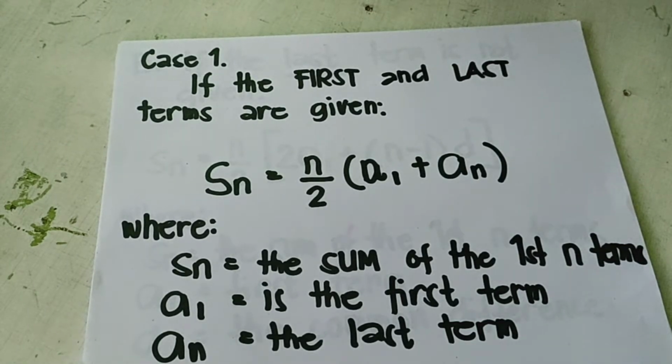Remember, if the first and last terms are given, you are going to use this formula: S_n is equal to n over 2 multiplied by a_1 plus a_n, where S_n is the sum of the first n terms, a sub 1 is the first term, and a sub n is the last term.